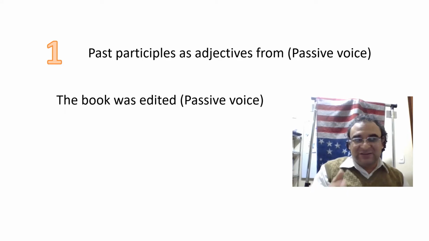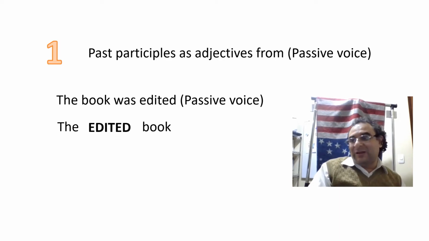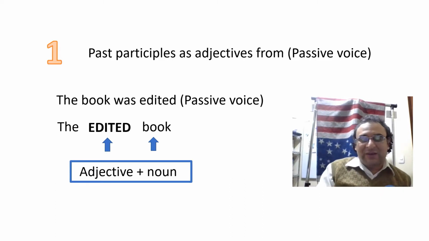Okay, for example, that's a sentence in passive voice. The book was edited, right? You can say the edited book. And now, edited has become an adjective, right? And of course, this is the typical structure or a way to use adjectives in English, right? An adjective plus noun. So as you can see, the original sentence in passive voice, the past participle has become an adjective, right? So you say the edited book.